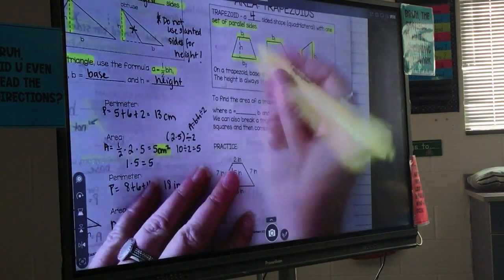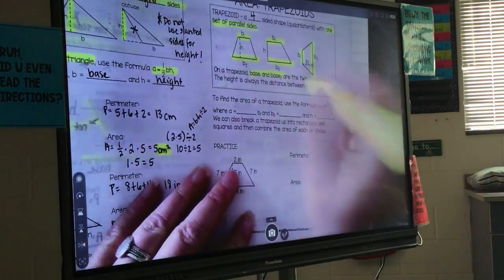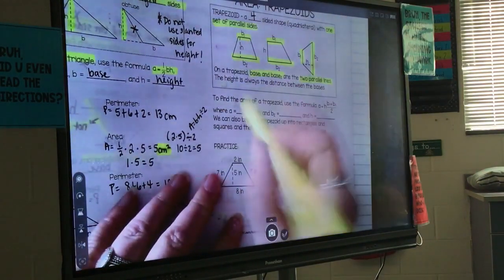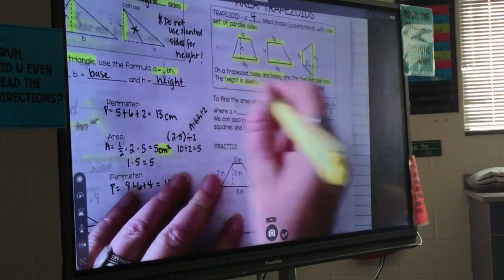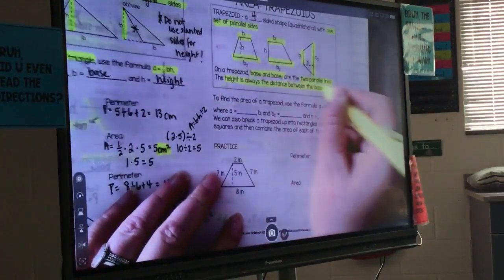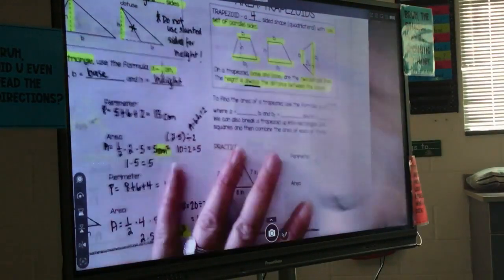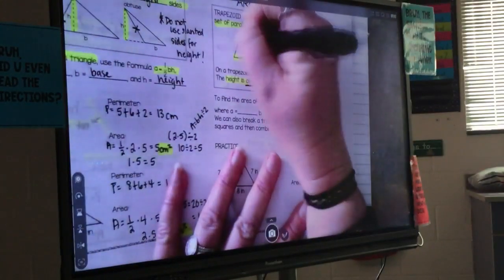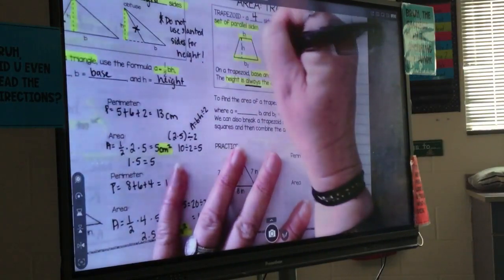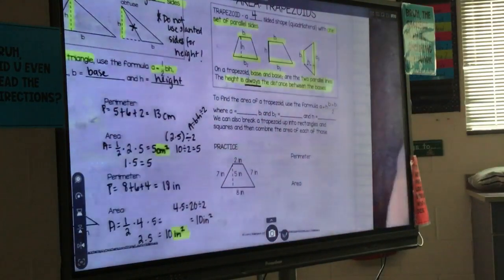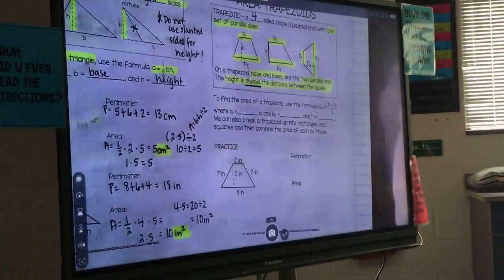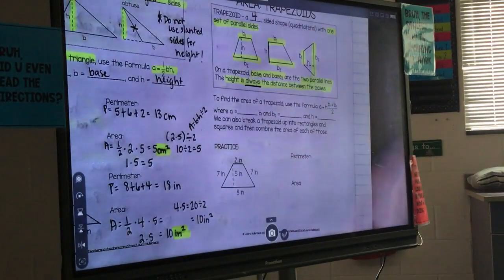It says on a trapezoid, base 1 and base 2 are two parallel lines. The height is always the distance between the bases. So your height is always going to be the dotted line or one of your straight lines. Okay? And your height is essentially perpendicular to your base. That's kind of what you want to think about.